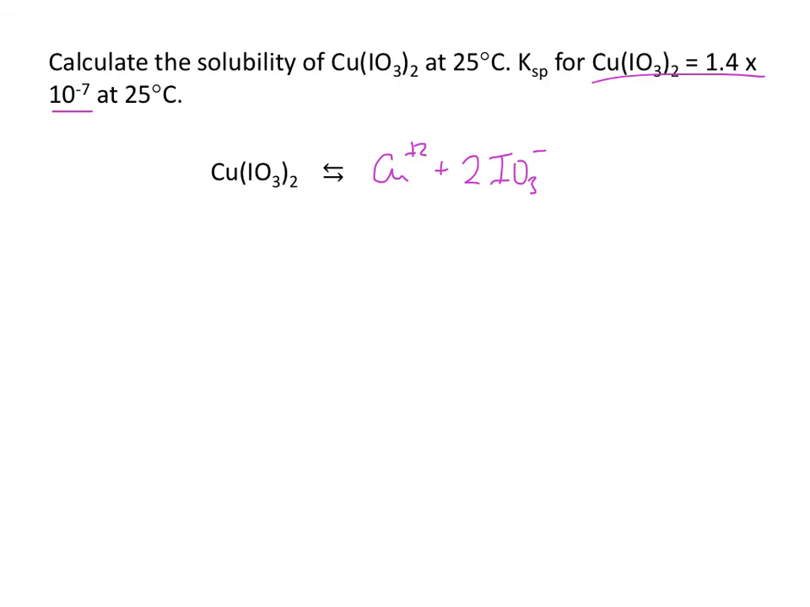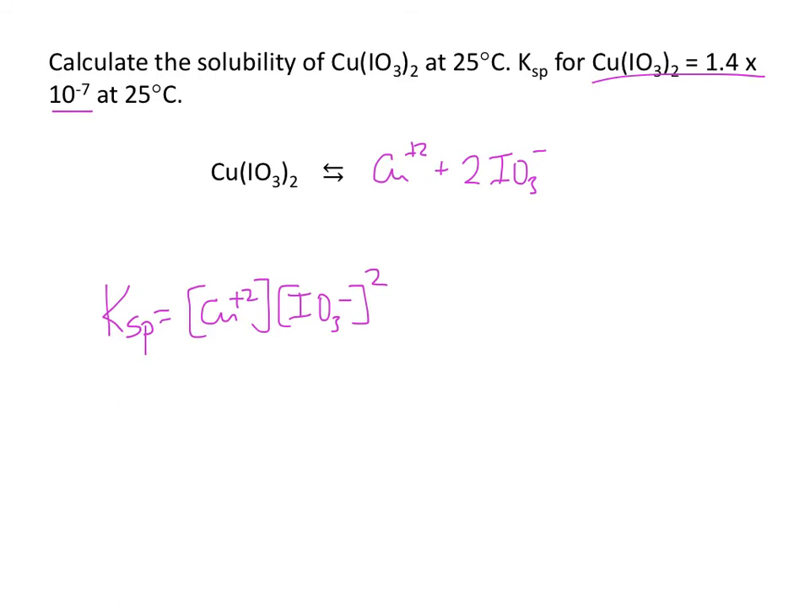Remember, you've got to know why the 3 is there. It's from the identity of iodate, but the 2 is because of balancing charges. So the 2 becomes a coefficient while the 3 stays as a subscript. So if I write the KSP expression, hopefully it should look something like this: Cu plus 2 times IO3 minus squared.